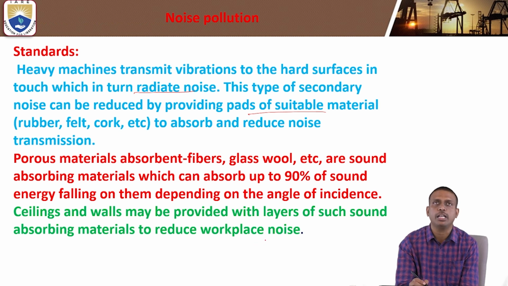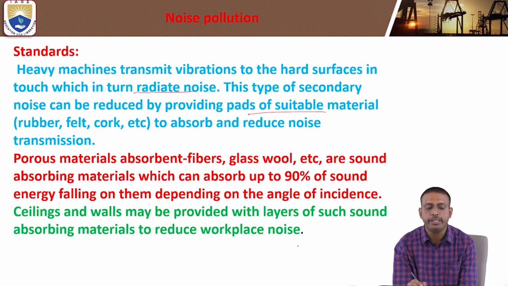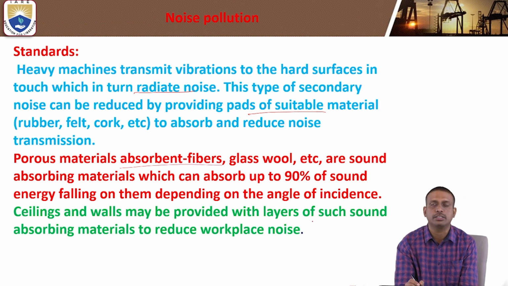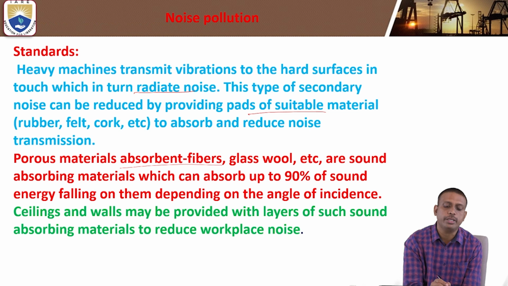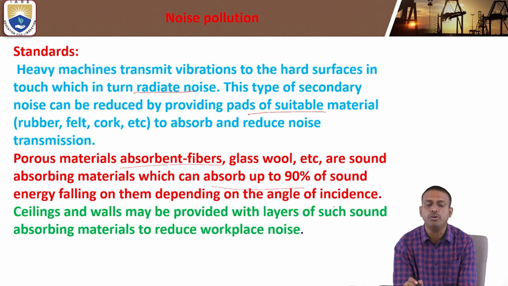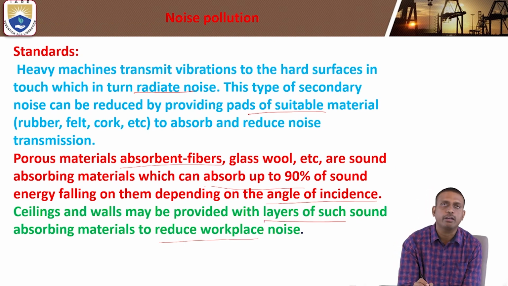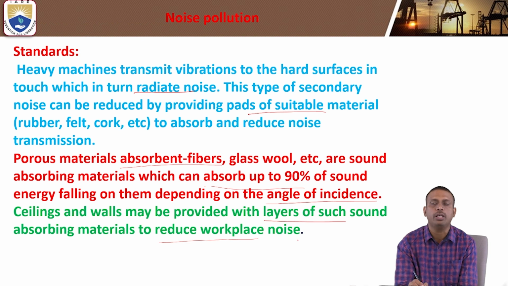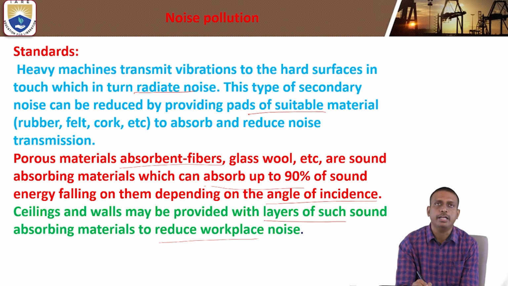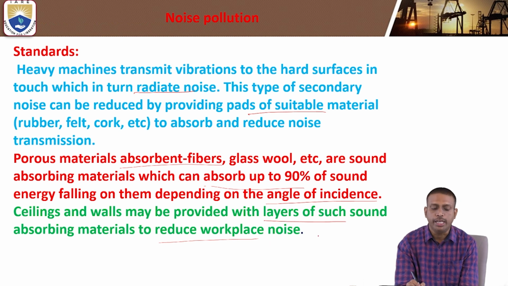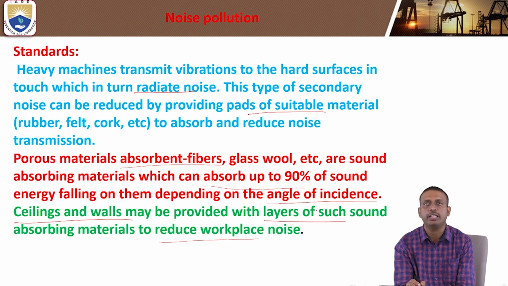This type of secondary noise can also be reduced by providing pads of suitable porous material, absorbent fibers, glass wool, etc. These are sound absorbing materials which can absorb up to 90% of sound energy falling on them, depending on the angle of incidence. Ceiling and walls may also be provided with layers of such sound absorbing materials to reduce workplace noise.